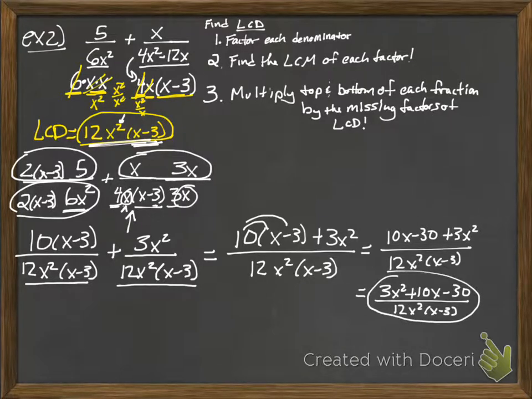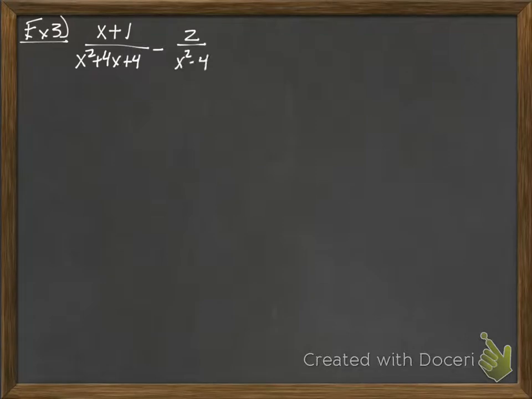Kind of tricky. Let's do another one, and it'll be our last example before you do your self-quiz. Let's call this one example 3. In example 3, we're going to do x plus 1 over x squared plus 4x plus 4, and we're going to subtract the fraction 2 over x squared minus 4. Okay, right away, you notice denominators are not the same.